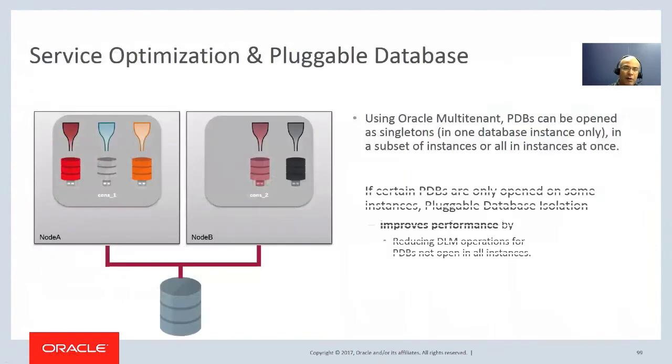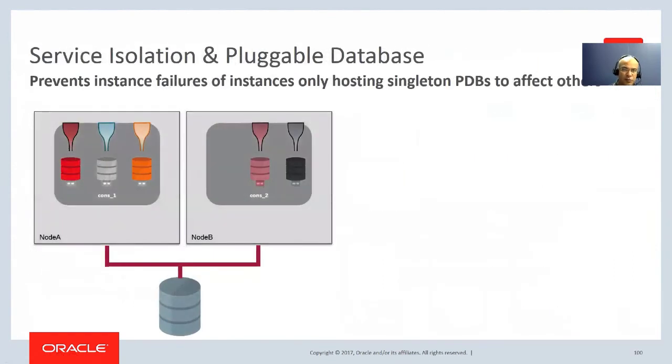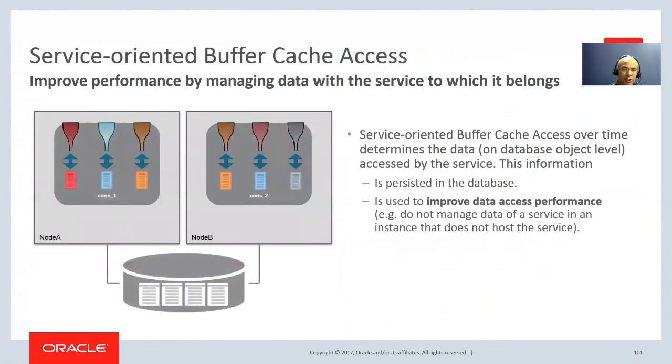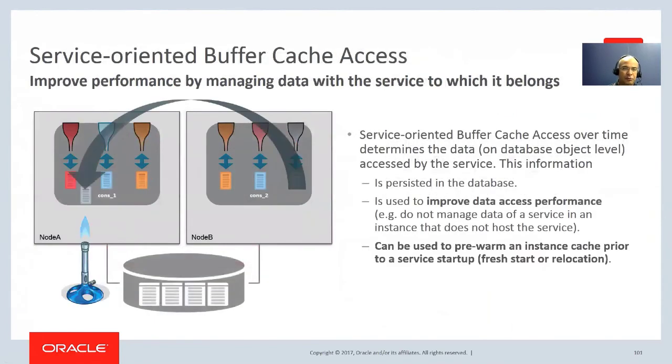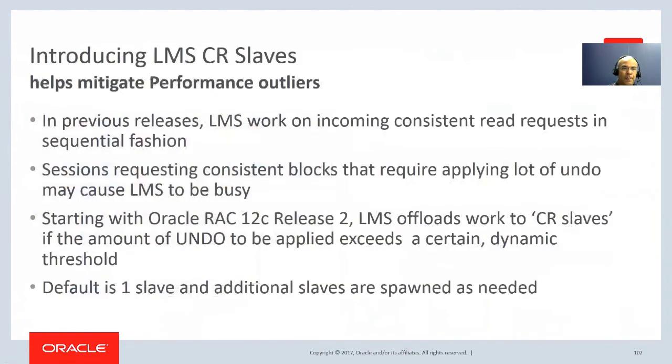And yet again, I want to highlight that you do not have to do anything special to make that change. That is automatically done in 12.2 for you. So as I said, LMS would just automatically do it without any changes coming from you. And how much undo to be applied is automatically and dynamically calculated. By default, we spawn one slave, and additional slaves are spawned as needed. So I hope that also explains the LMS CR slaves that I talked about last time.